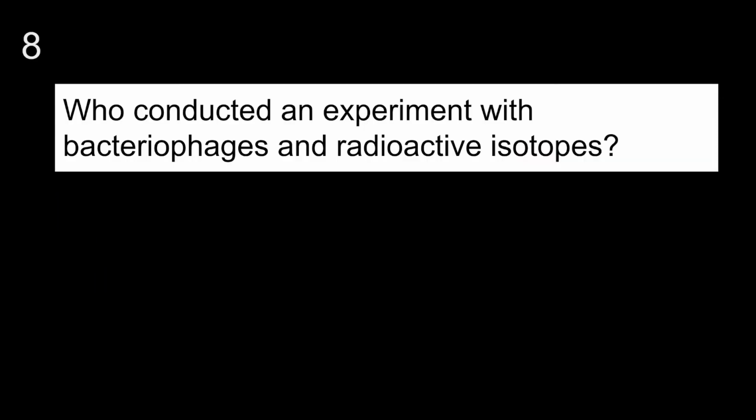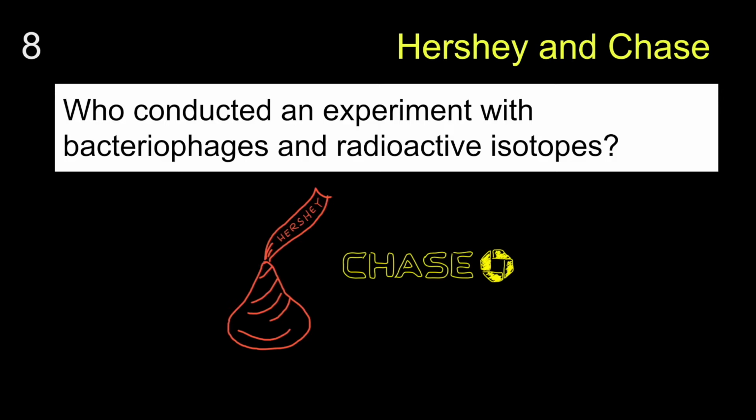Question 8. Who conducted an experiment with bacteriophages and radioactive isotopes? Alfred Hershey and Martha Chase. So the team got a bacteriophage, which looks like this spider-looking thing right here, which is basically a virus that infects bacteria, and made it radioactive. They made the protein head radioactive, they made the DNA on the inside radioactive, and they found out that it was the DNA, not the protein, that got incorporated into the bacteria that got infected. Therefore, DNA was a genetic material.